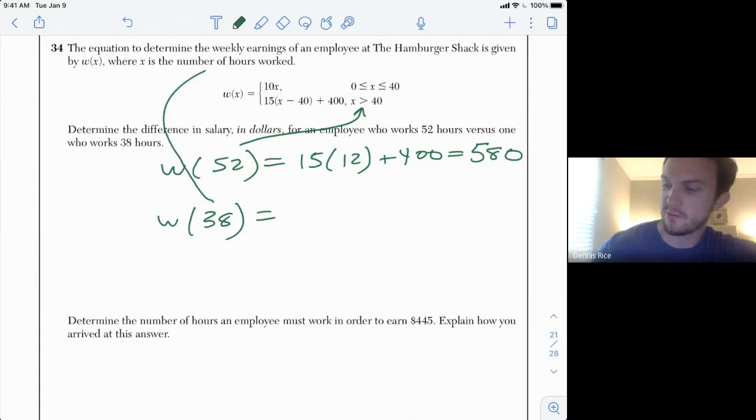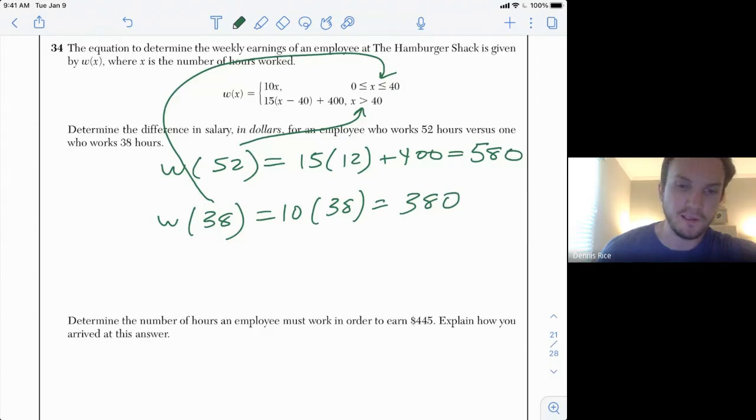38 belongs in the top rule. That's where 38 is defined. 38 is between 0 and 40. 38 is also very easy to find. You just make 10 bucks an hour. So that's 380. So what's the difference? If we stopped right here, we would get it wrong. What should our answer be for this question?